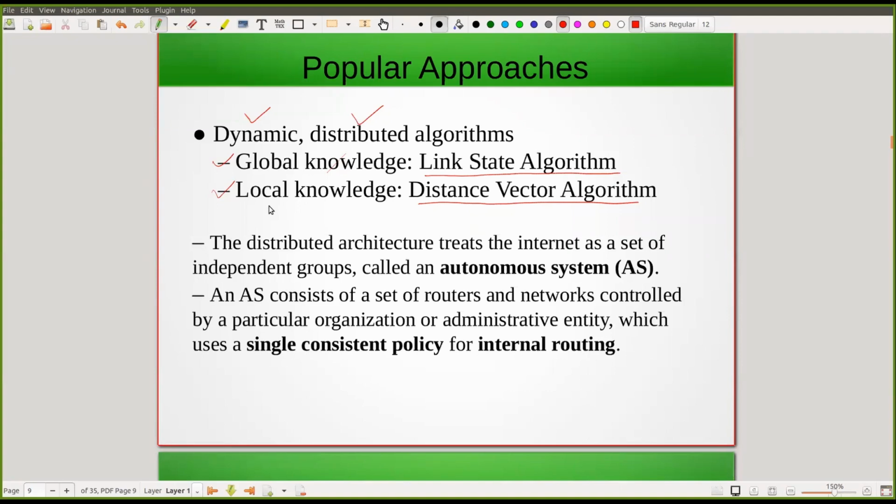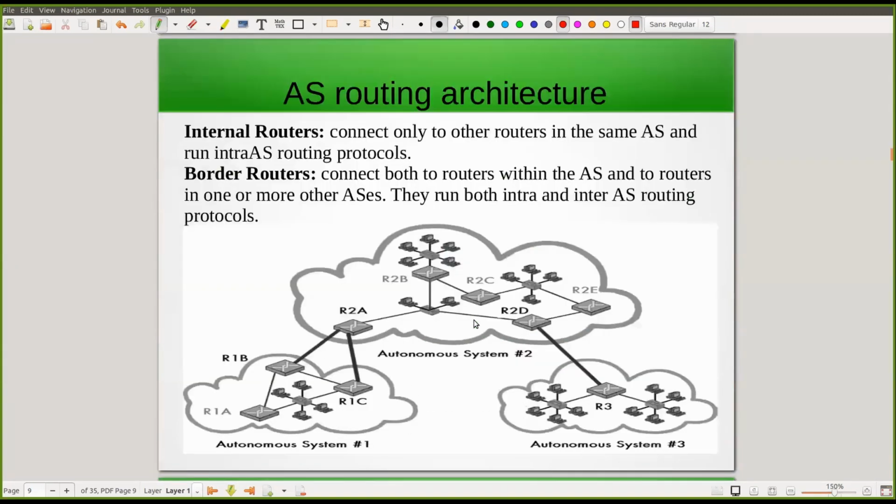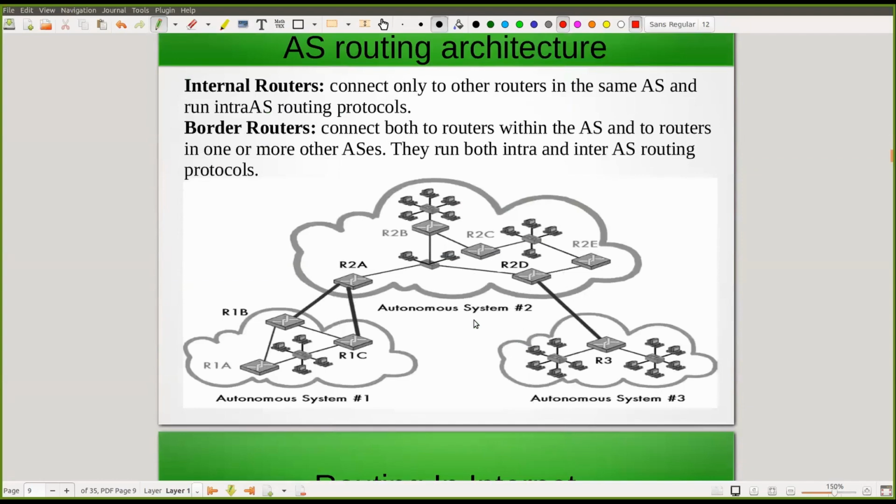One more concept that we have left out as far as the fundamentals are concerned is another concept called autonomous system. Let's try to understand what is the use of an autonomous system as far as the routing algorithm or routing a packet is concerned. So let's look into this diagram to explain what is the autonomous system.